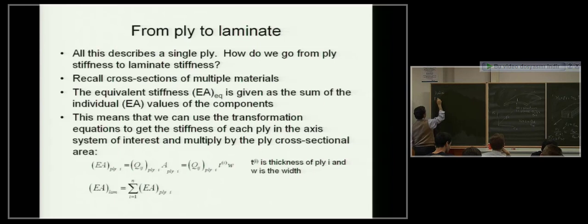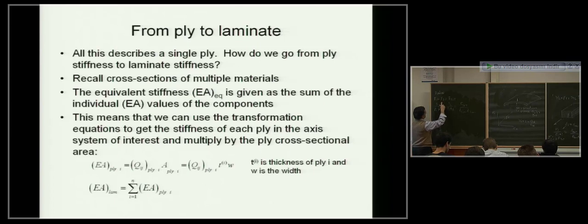Then I know that F1 plus F2 equals the total force. I also know that F1 divided by E1 A1 equals F2 divided by E2 A2 equals F total divided by E of the laminate times A of the laminate.